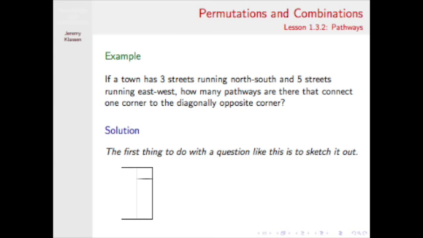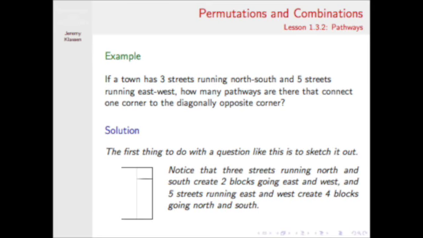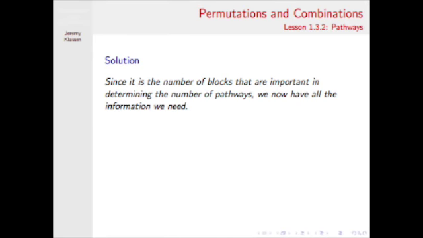With 3 streets running north and south and 5 streets running east and west, it's going to look like this grid right here. Notice that the 3 streets running north and south create 2 blocks going east and west, and the 5 streets running east and west create 4 blocks going north and south. Since it is the number of blocks that are important in determining the number of pathways, we've now got all the information we need.